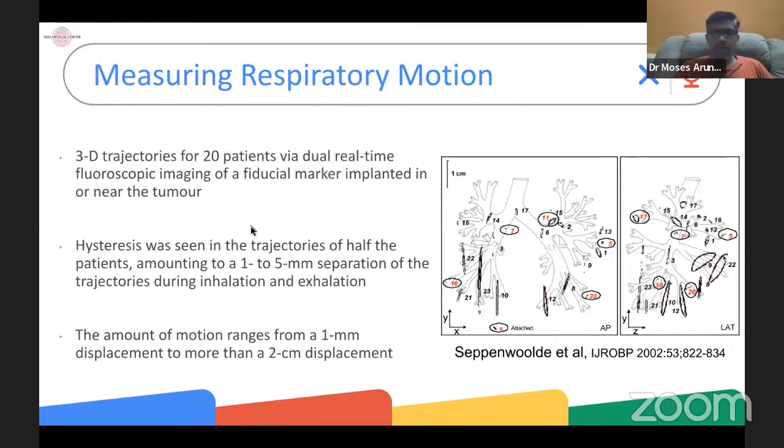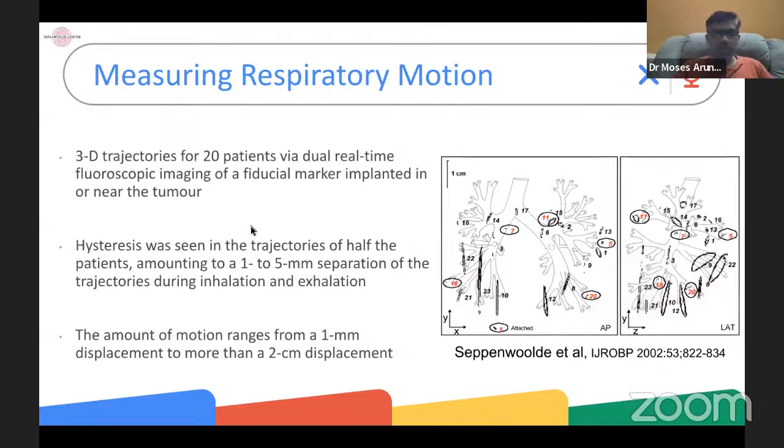Again, this cartoon also was shown in the earlier talk. Again, it shows that it has to be individually measured for each and every patient. This also showed hysteresis, meaning that because the volume of the lung during exhalation and inhalation is completely different, the tumor takes a different trajectory when it moves up and down. The trajectories could be separated by as little as 1 millimeter or as much as 5 millimeters.